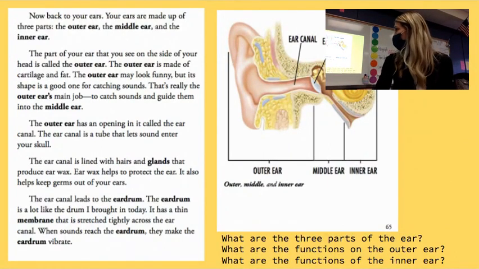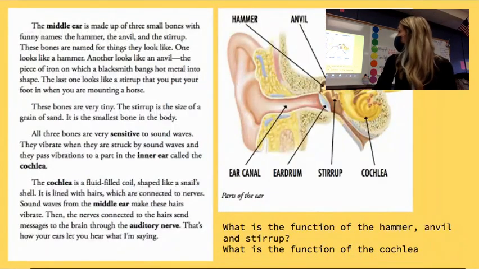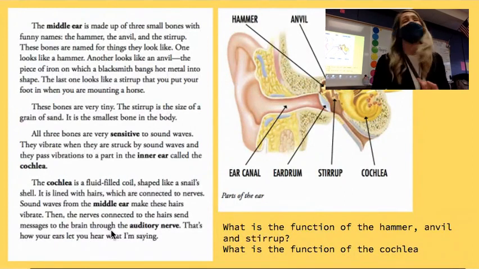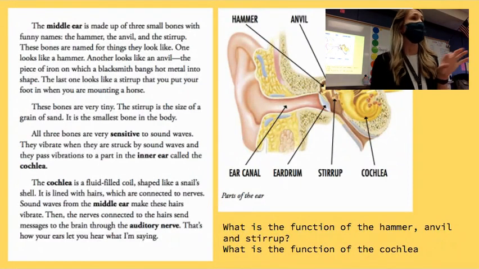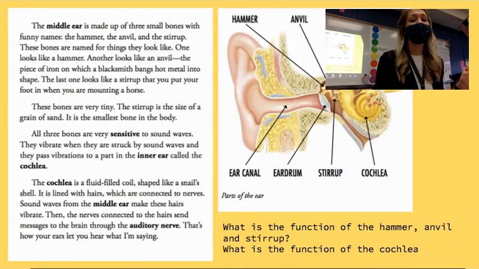So we'll just go ahead and jump to our next page here. Our next page is talking about the hammer, the anvil, and the stirrup, as well as the cochlea. I want you to read today to find out what those are, and pay attention to the image we have as well, okay? Go ahead and read to find out more information about those.